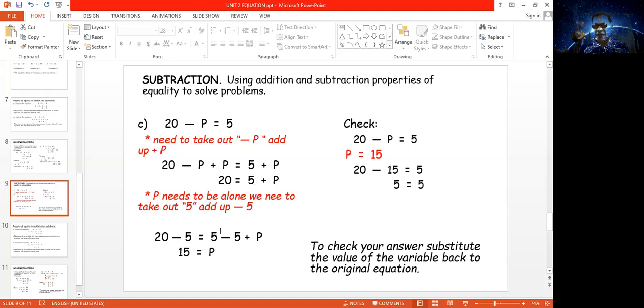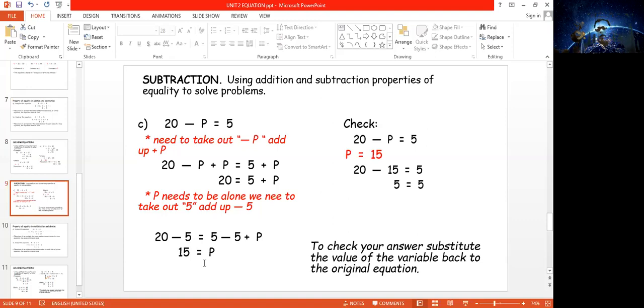So look at that. 5 minus 5 plus p. And of course, you subtract here. Remember, what you do to the left, you do to the right. What you do to the right, you do to the left. So you did minus 5 here, so you also minus 5 on the other side. Now, 5 minus 5 is 0. What is left? p now is isolated. It's alone, so it's cool. And our answer, p is equal to 15.